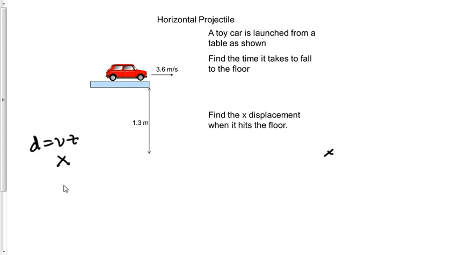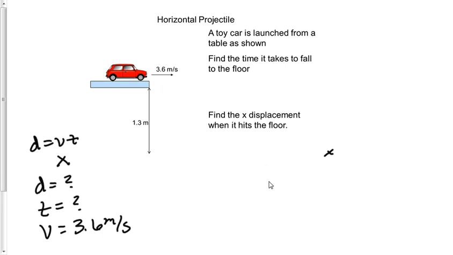Let's fill in what we know. Displacement, we do not know. Time, we do not know. But we do know the velocity. That equals 3.6 meters per second, as listed in our diagram here. Now, all the way down, it'll be 3.6 meters per second in the x direction.